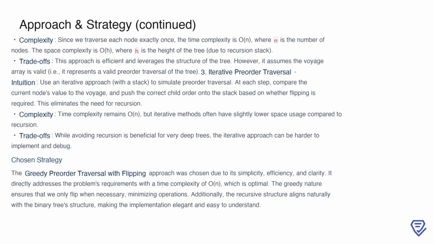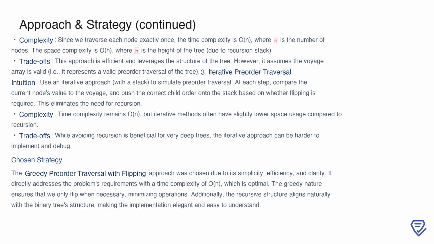This greedy approach is efficient because we visit each node exactly once, resulting in a time complexity of O(n), where n is the number of nodes in the tree. The space complexity is O(h), where h is the height of the tree, due to the recursion stack. However, it does assume that the voyage represents a valid preorder traversal of the tree.